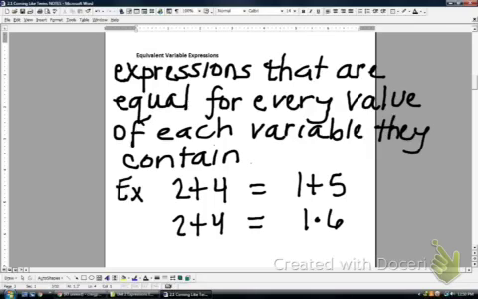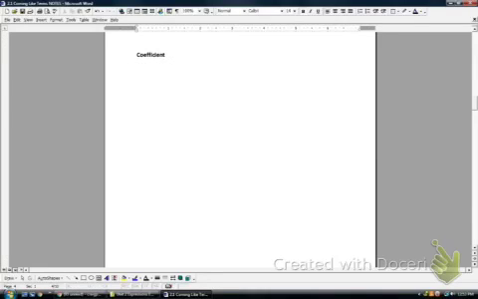And then just imagine as we take this a little bit further in algebra, we're going to put variables on these and what makes the expressions equal. So it may not make sense to you right now, but it will by the end of our algebra unit. Our next vocabulary word is coefficient, and coefficient is the number that is attached to the variable. So go ahead and write that down.